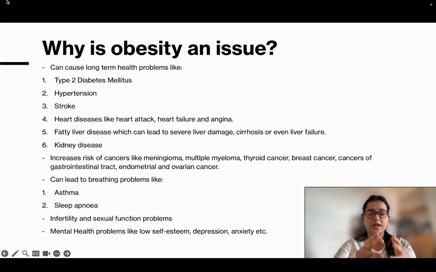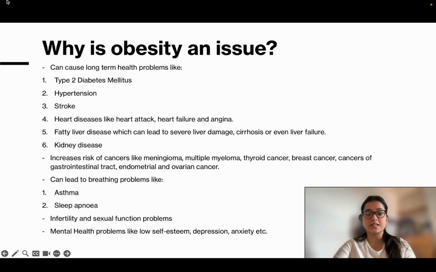So all I'm saying is, when you see all the long-term health problems, they are all interrelated. People who are obese can have all these issues like heart problems, liver problems, kidney diseases, diabetes. So it's very important to tackle obesity so that all the long-term health problems can also be prevented.